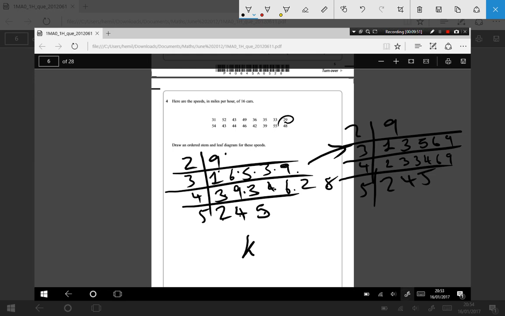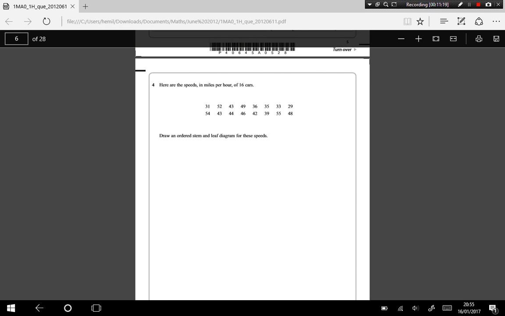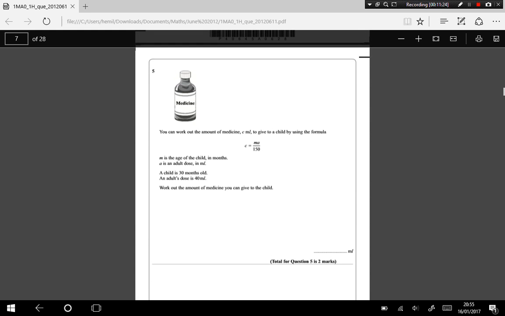And now it's time to write a key. 2, 9 represents... don't ever write an equals to sign or you might lose a mark. Don't ever write an equals to sign. Just write 2-9 represents 29 miles per hour, or just miles per hour would be fine as well, and that will get you the full 4 marks. Is it 3 marks?